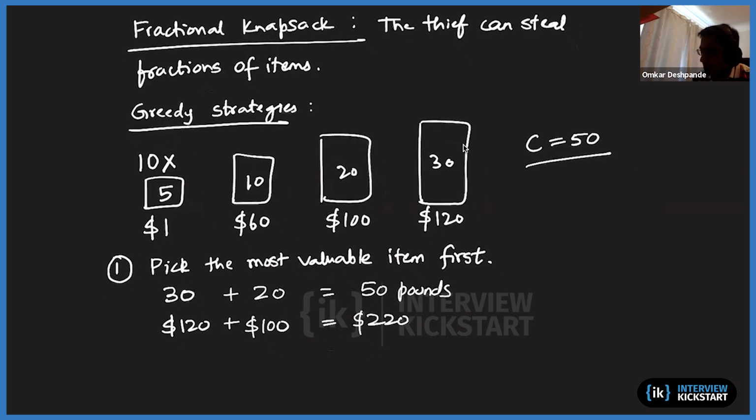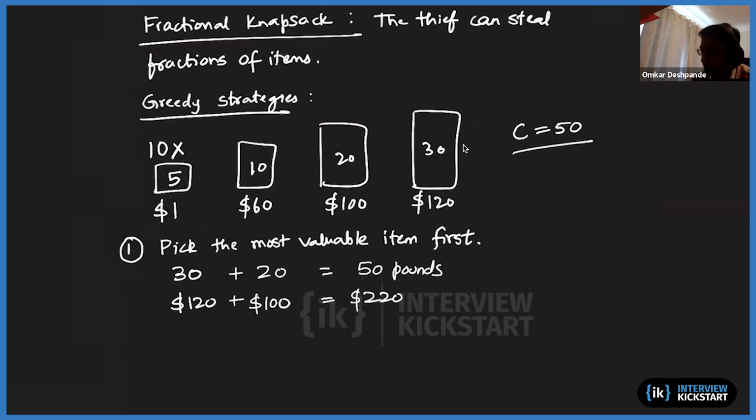Second way to be greedy is to do something slightly different. Maybe the thief thinks, I don't want to break the knapsack, so let me start with the lightest item first. That way I can pack in as many items as possible and hope that I'll get the maximum value out of that. So pick the lightest item first. According to that strategy, we would pick all 10 copies of this item first.